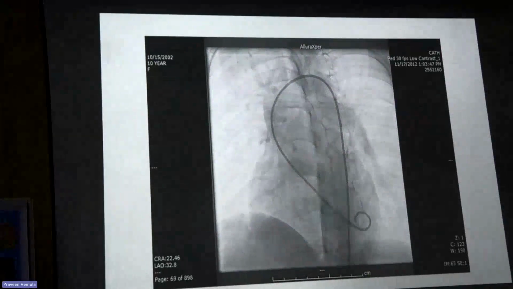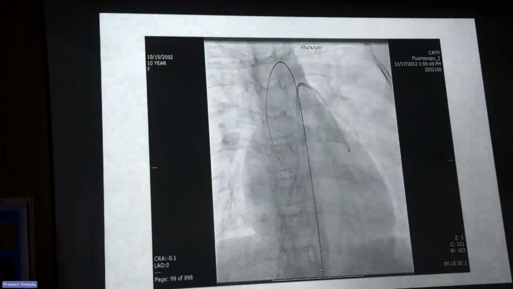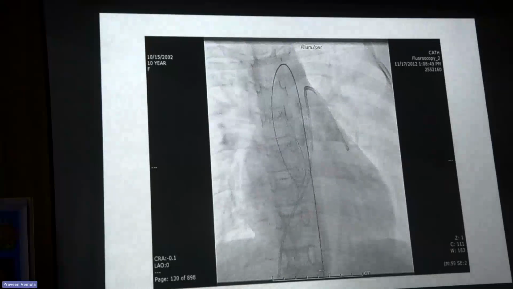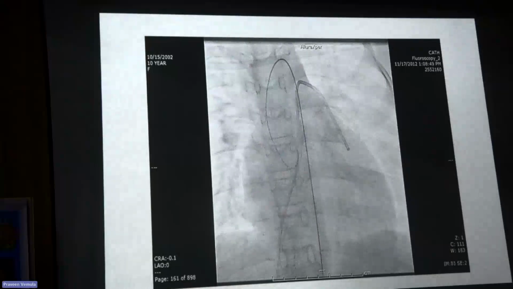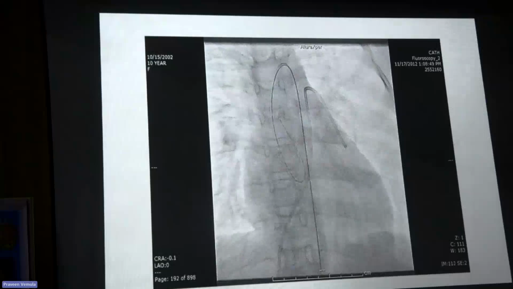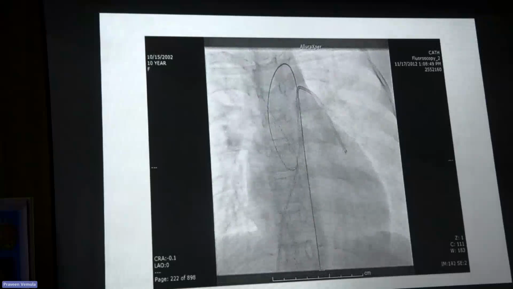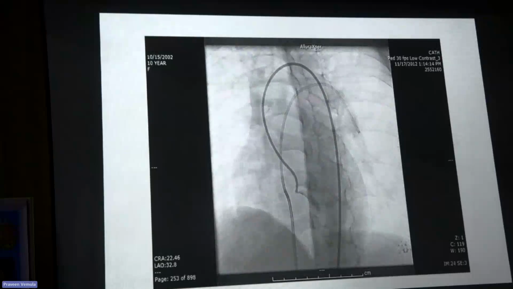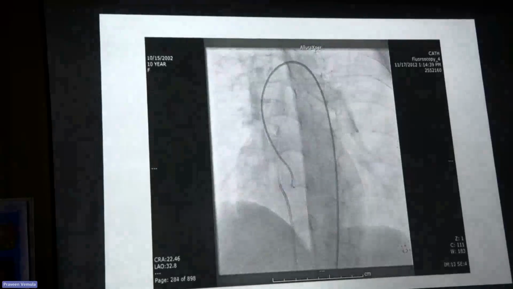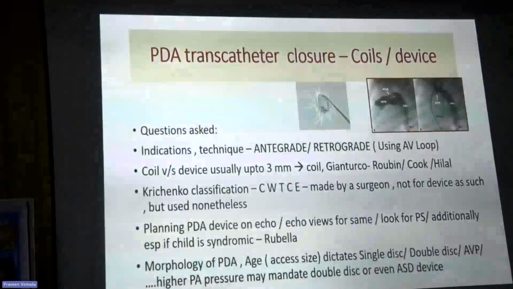When you come from retrograde, you make an AV loop and you can actually put a device. So you have a VSD here, right? And then we have created an AV loop. That means we have crossed retrogradely. We have crossed from the aorta. The wire is in the LV, comes across the VSD to the RV, PA, snared, pulled out, and then we have deployed a device. This is called an AV loop method. That is a retrograde method.